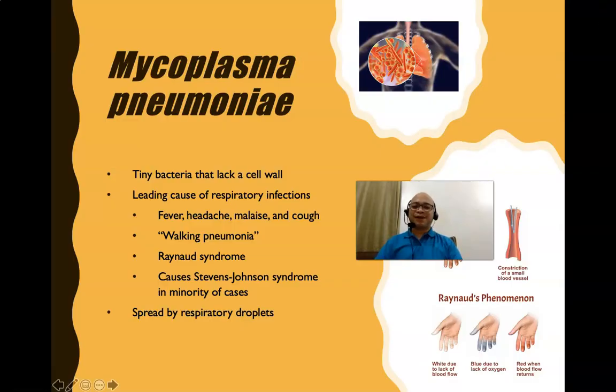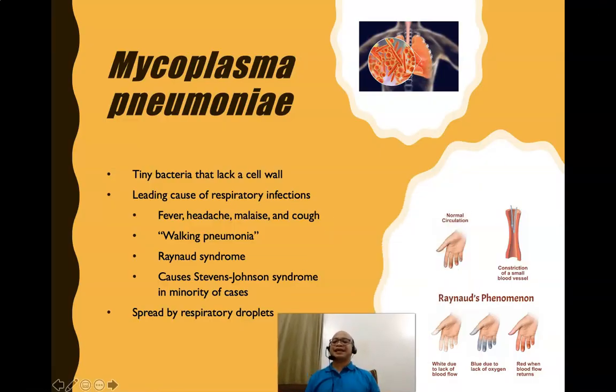Okay, so let's talk about Mycoplasma pneumoniae. Mycoplasma pneumoniae is an example of PPLO. As we all know, PPLO are the pleuropneumonia-like organism. This particular type of organism doesn't have any cell wall. Hence, if you look at their morphology under the electron microscope, because they're so small, they are described to be pleomorphic.